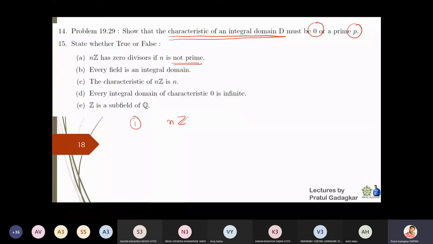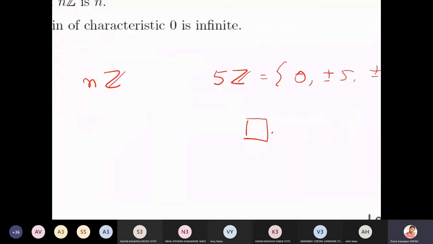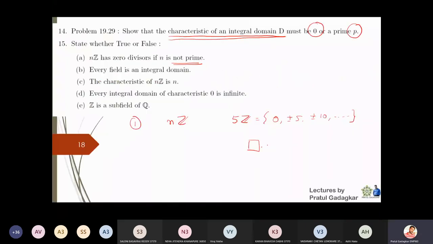Let's take 5Z. Okay, what about 5Z? 5Z means all multiples of 5: 0, plus minus 5, plus minus 10. This is a set. Does it have zero divisors? First of all, can you tell me two numbers which are both non-zero, but their product is zero? Can you search two numbers from this list which are both non-zero, but their multiplication is zero in Z?